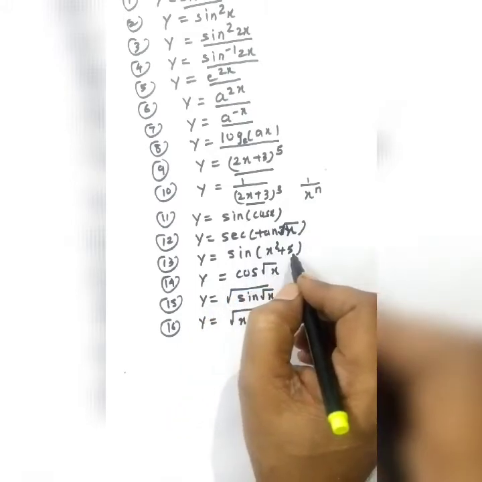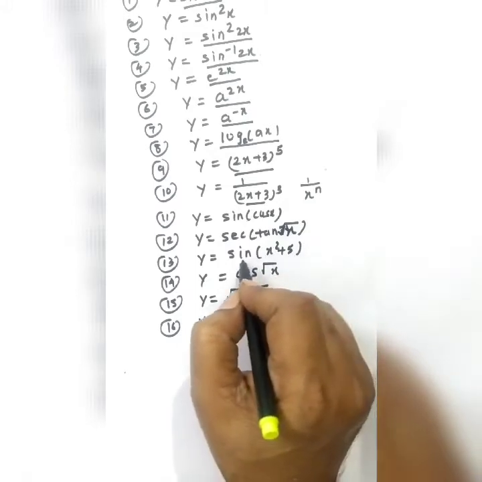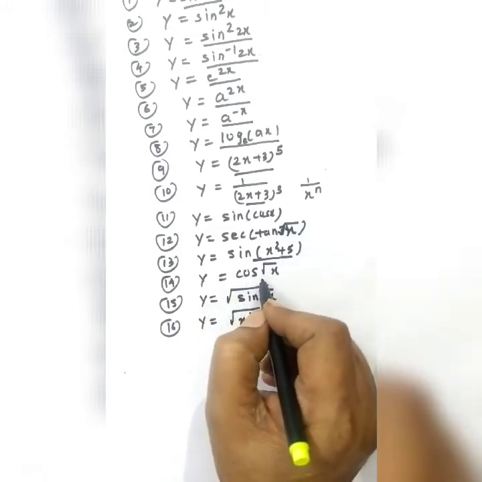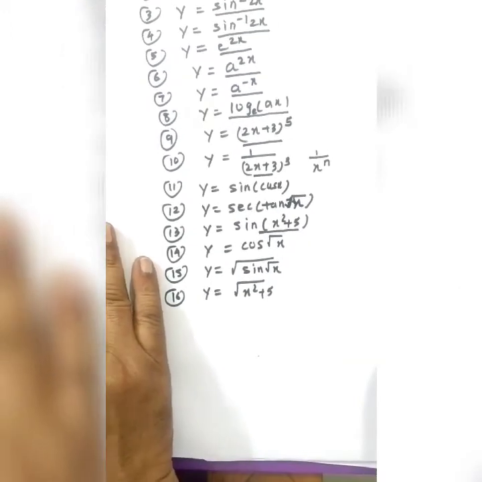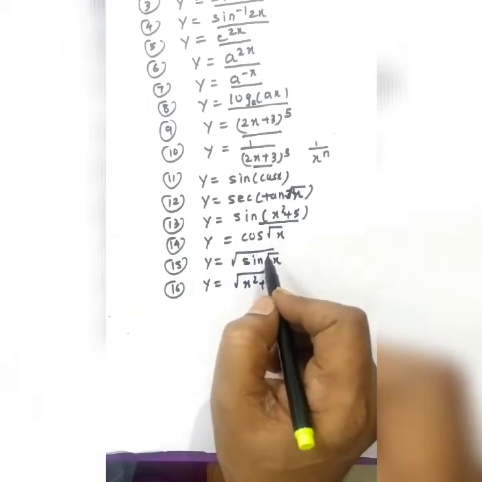Next, sine of x square plus 5. If it is sin x, again we can write derivative as cos x. But instead of x, it is x square plus 5. Next is cos of root x. If it is cos x, we can write the derivative as minus sin x. But here it is cos of root x.